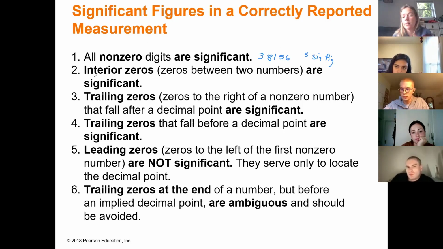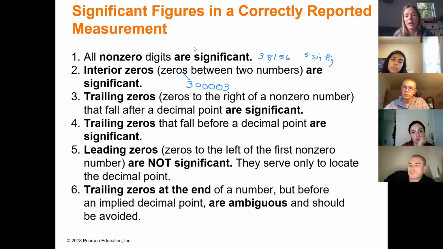The first one are interior zeros. So interior zeros, or zeros between 2 non-zero numbers, are always significant. So if I have a number like 3, 0, 0, 0, 0, 3, the 3 is significant. The other 3 is also significant, right? And then all the zeros in the center are significant. So significant, significant, significant, significant. So 1 to 6, 6 sig figs here.